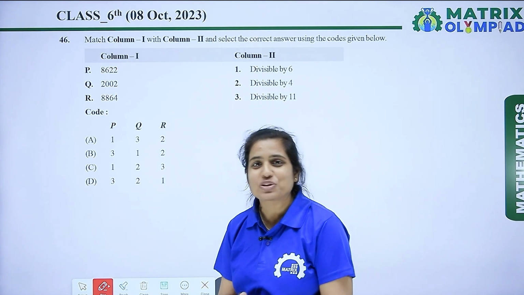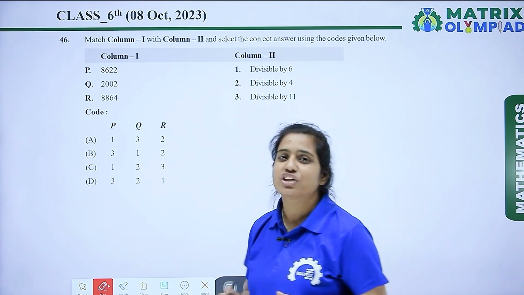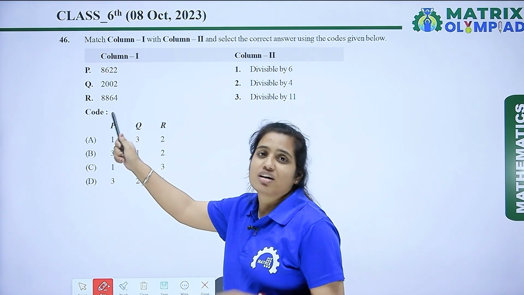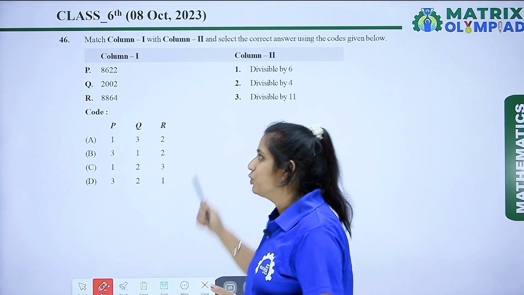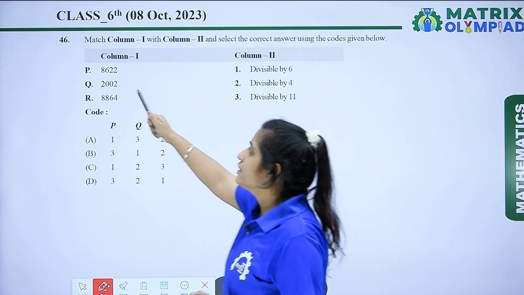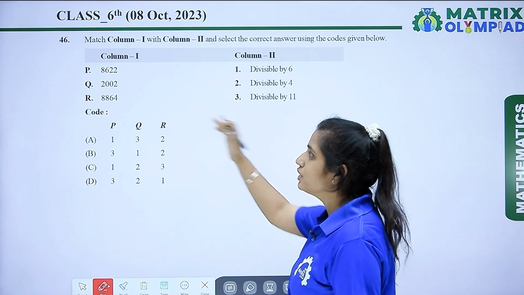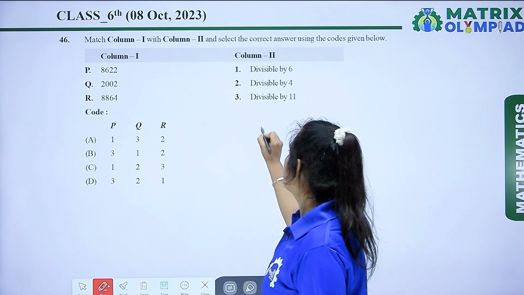Okay, now the next question is question number 46. इस question के अंदर हमें क्या करना है? We have to match according to the divisibility rule. So here 8622 को हमें मैच करना है कि कौन सा divisibility rule इसके लिए best suitable है.